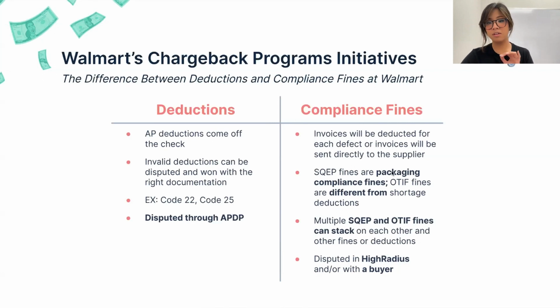One thing to call out that's a little bit different for compliance fines. With deductions, you're going to go through APDP. With compliance fines, these are disputed in HighRadius, and HighRadius is actually a third-party application that you will need to get access to. We can send you information on how to get an account if you don't already have that. Some compliance fines you can even dispute with your buyer. For example, OTIF, kind of unclear there, but we'll talk about that further along in the webinar.